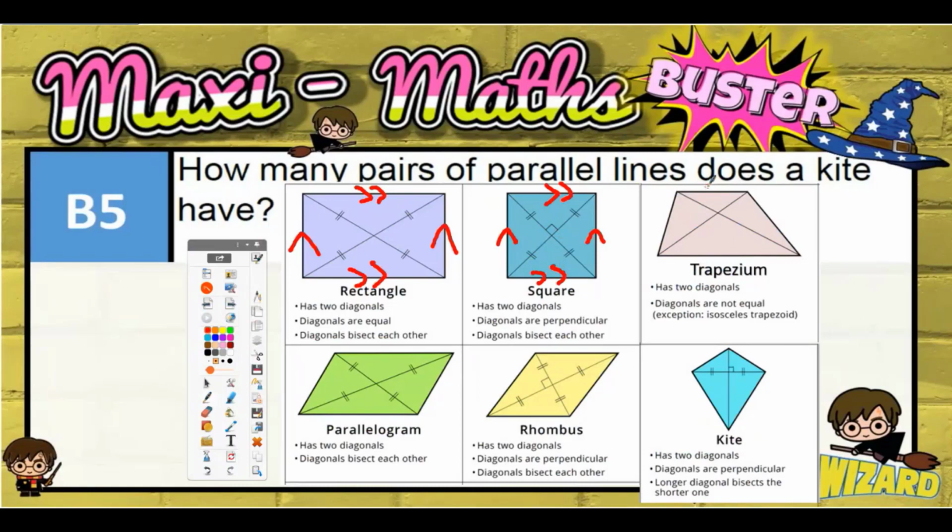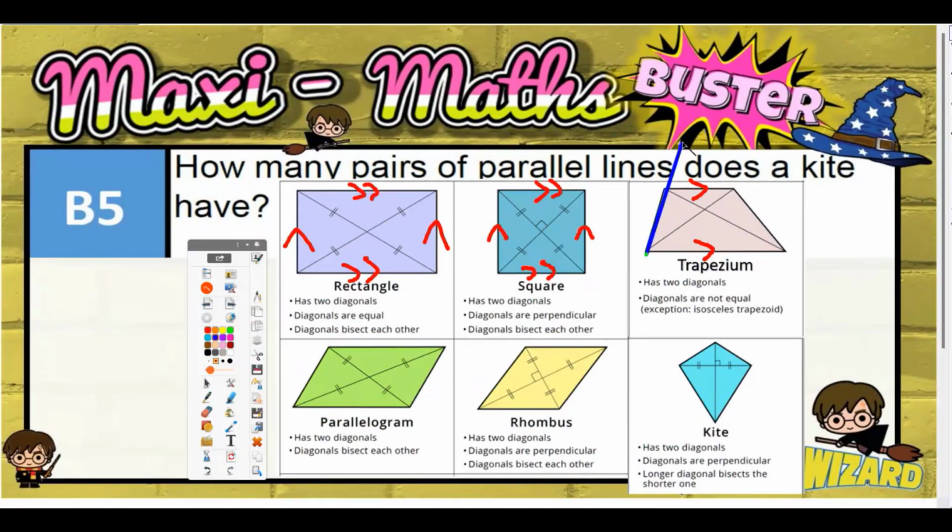A trapezium only has 1 pair of parallel lines, in this case, top and bottom. The left and right are not parallel because they go towards each other. If 2 lines go towards each other and would eventually meet, that means they're not parallel. So this line here, if you continued it on, would eventually meet. If you continue up there, those 2 lines are going towards each other and would meet, so they're not parallel.